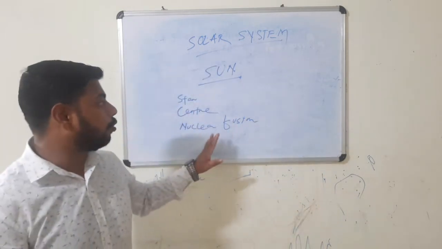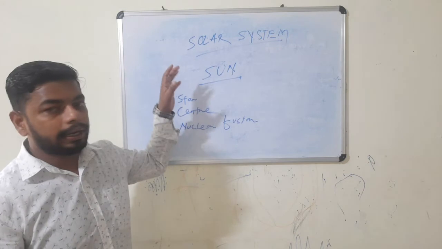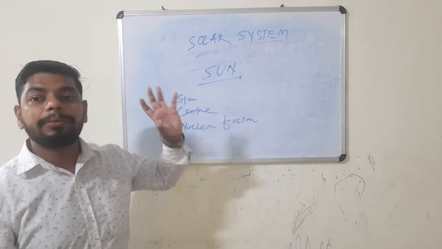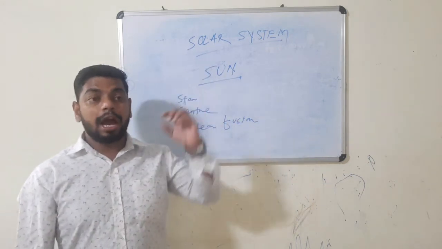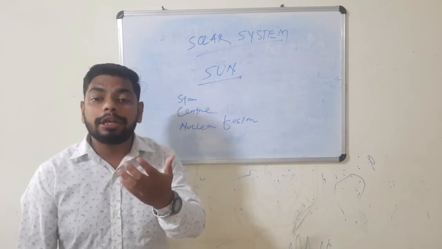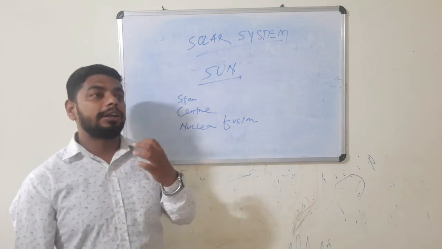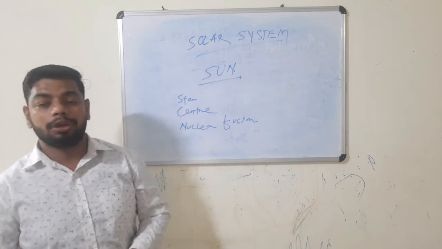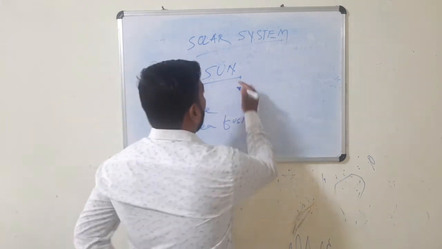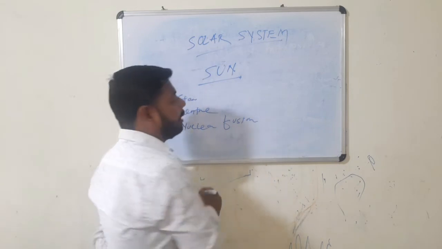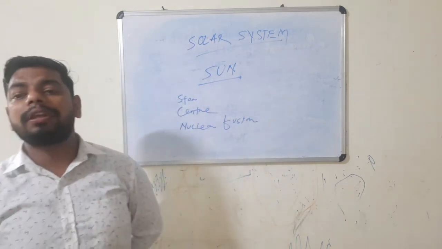As I told, the sun is a star, and a star means a heavenly body which has its own heat and light. So the sun has its own heat and light, and the temperature here is very high.